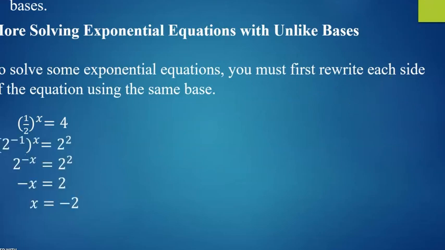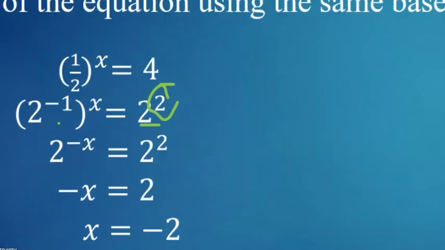It's going to be equal to 2 to the minus 1 times x. As I told you before, that 1 over 2 we can express as 2 to the minus 1, and there we had the exponent of x. And the 4 we represented as 2 to the exponent of 2. Then the minus 1 is multiplied by x, and we get minus x, and then it is equal to 2 to the exponent of 2.